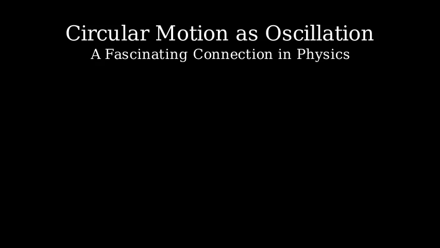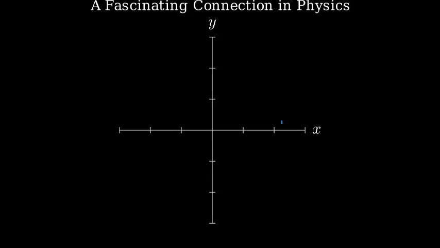Let's start by visualizing uniform circular motion. Here we have a point moving around a circle at a constant speed. As the point moves around the circle, it maintains a constant distance from the center. This distance is the radius of the circle, which we'll call A.